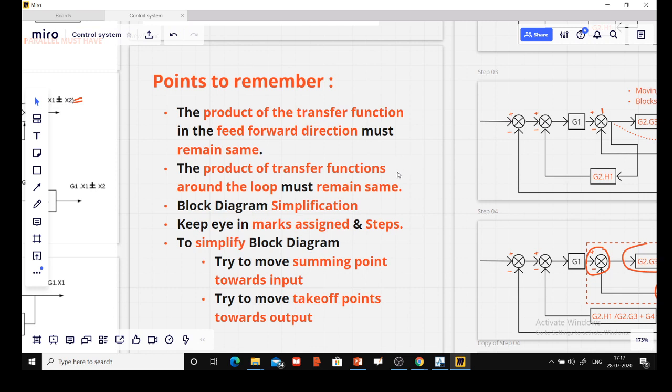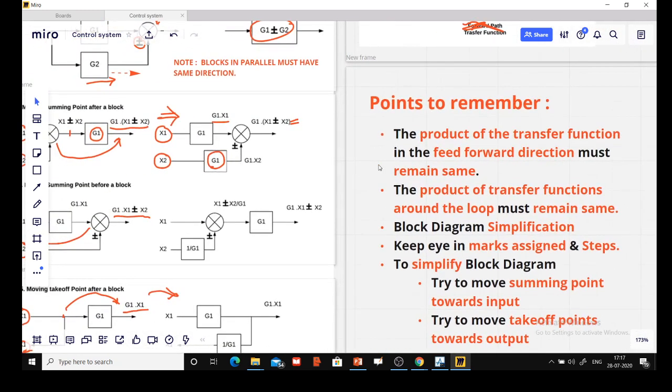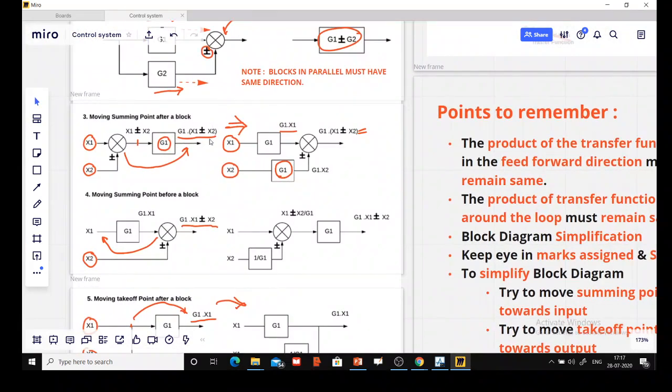So the first very basic rule is that the product of transfer functions in the feed forward direction must remain the same. That is what we use to derive these rules. The output of the function should not change. Whatever changes you are making in block diagrams, the output should remain the same. So always keep an eye on that.